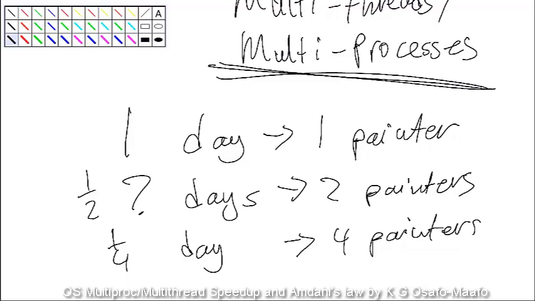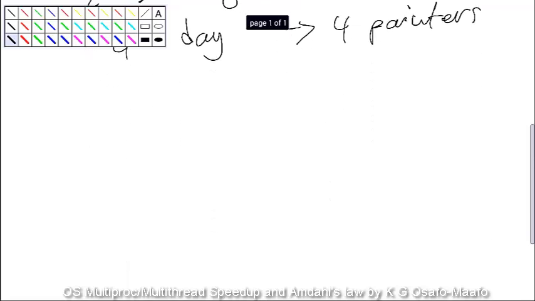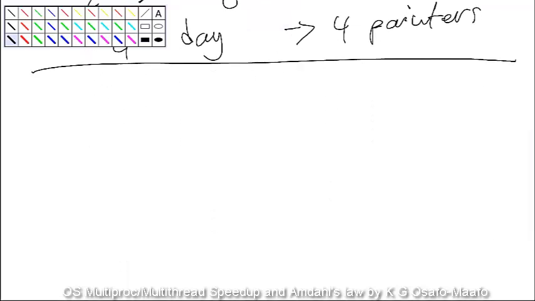So the whole idea is the more processes, or the more things that we have to work on something, the less time it will take to work on it, right? But in real life, there are some things that have to be done in parallel and some things that can be done only sequentially, right?